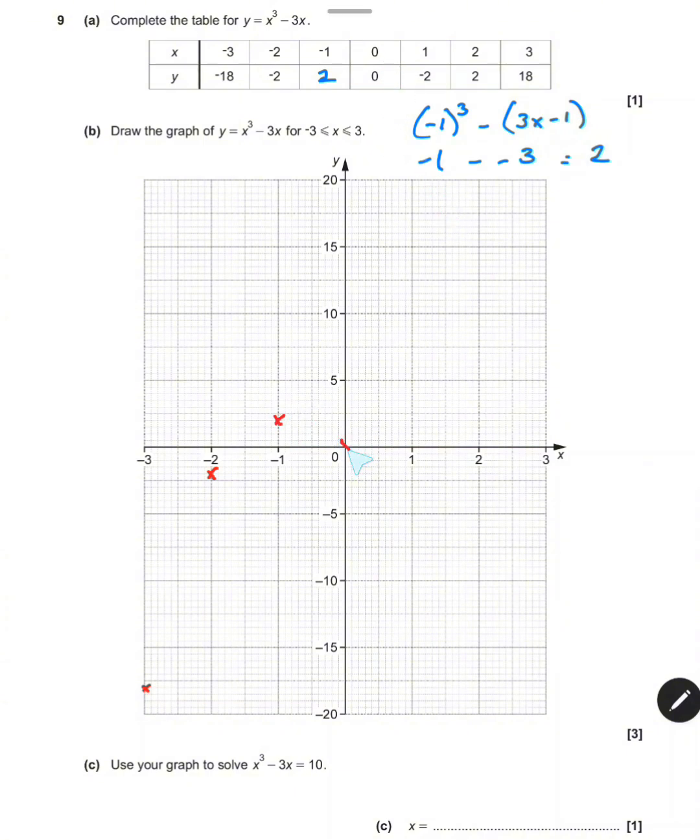Zero is easy. Across to 1 and down to -2, across to 1, 1, 2. Across to 2 and up to 2, 1, 2. And across to 3 and up to 18, across to 3 and up to 18 would be there. And what we need to do is try and connect these with a smooth curve. It's going to be a bit rough on the device I'm working on, but I'll try my best.